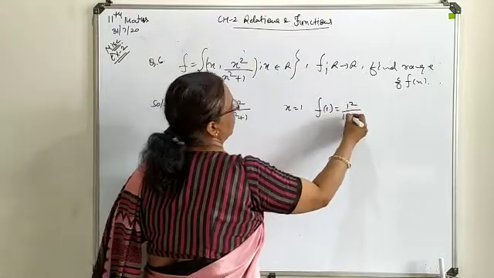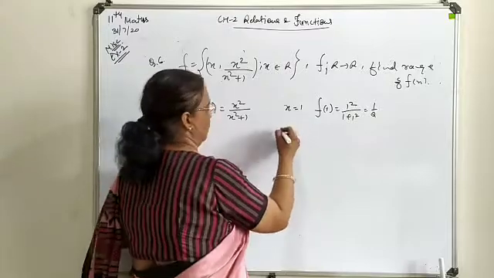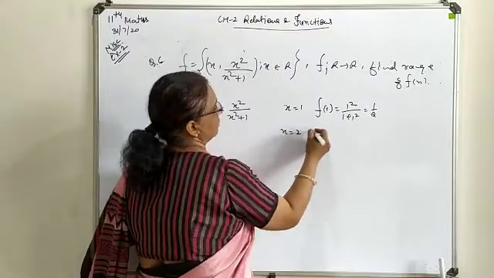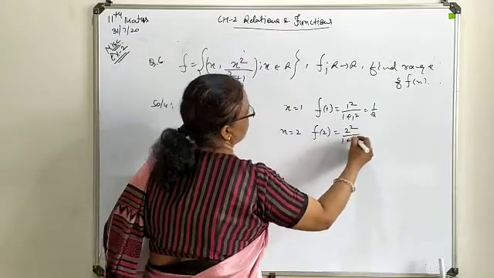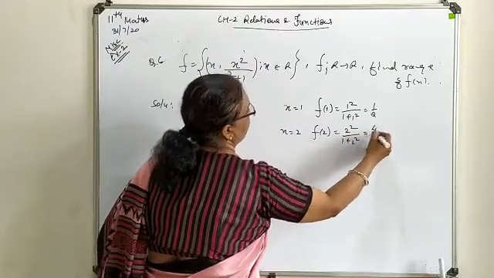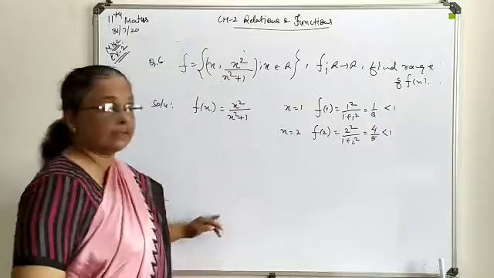1 square upon 1 plus 1 square means 1 by 2. It is less than 1. For x square equal to 2, f of 2 is 2 square upon 1 plus 2 square, which means 4 by 5. This is also less than 1. Everywhere, all the values will be less than 1.